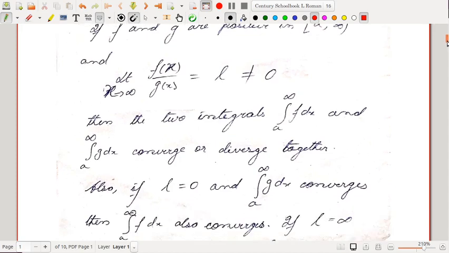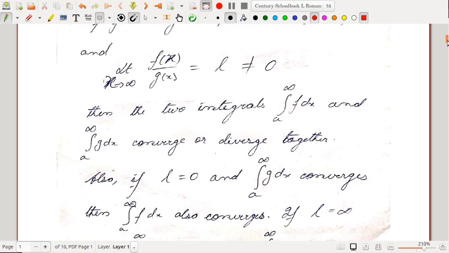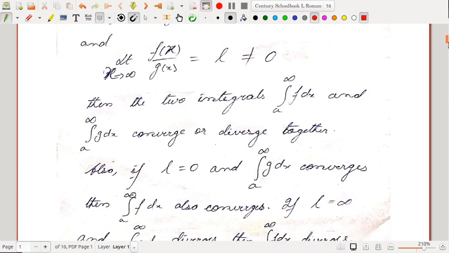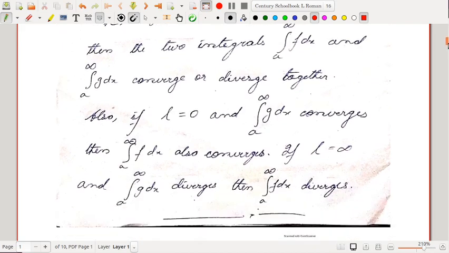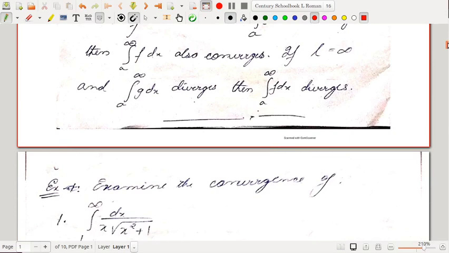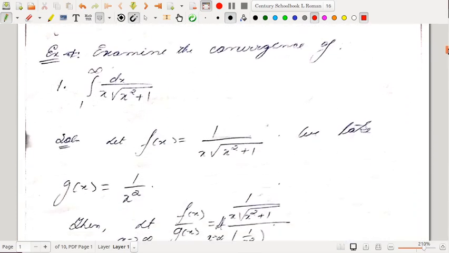Okay, and if the limit is 0, then also we can draw a partial conclusion. And what is that? If L equals 0 and the integral from a to infinity of g dx converges, then the integral from a to infinity of f dx also converges. And if L is infinity, then the integral from a to infinity of f dx diverges if the integral from a to infinity of g dx diverges. So that we can apply. So let us have a look at this.